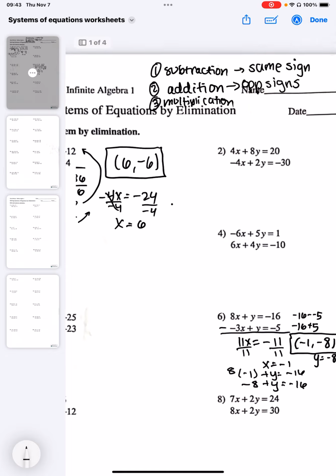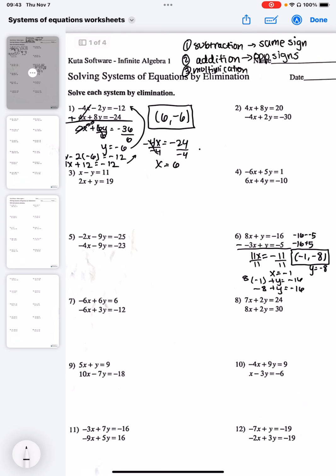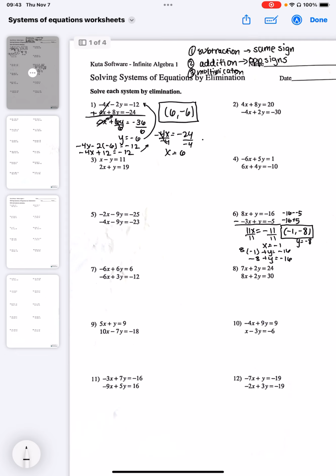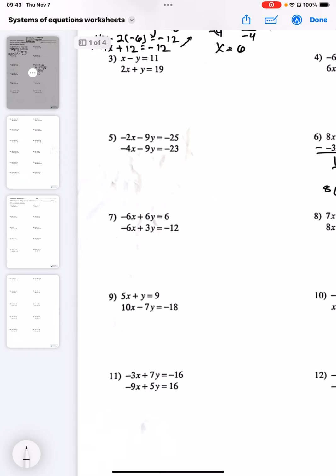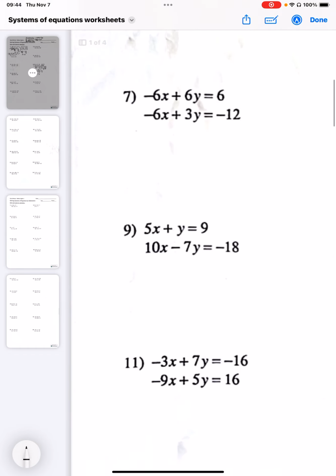Okay? So all of these, same sign, opposite sign, go all the way up till 9. Okay, 9 is a little different. We don't have the same coefficient in front of any of them. We can't cancel by adding or subtracting.